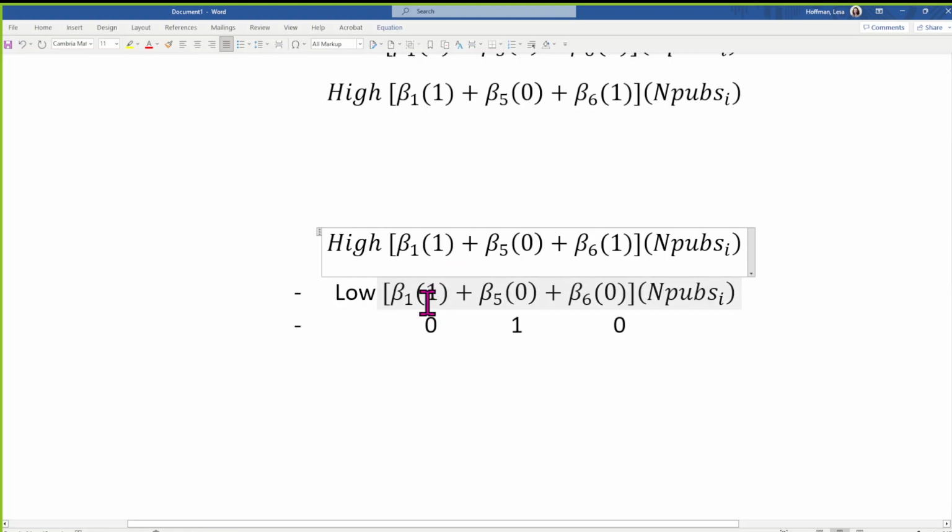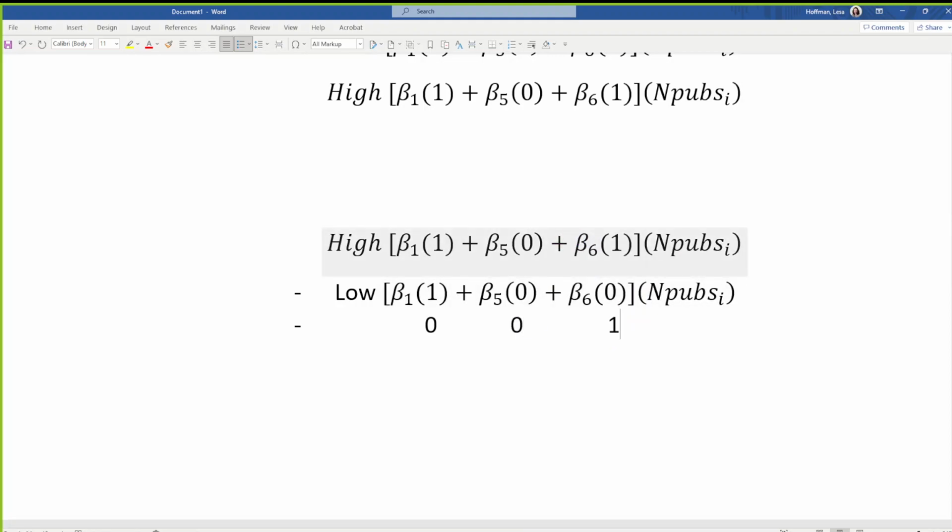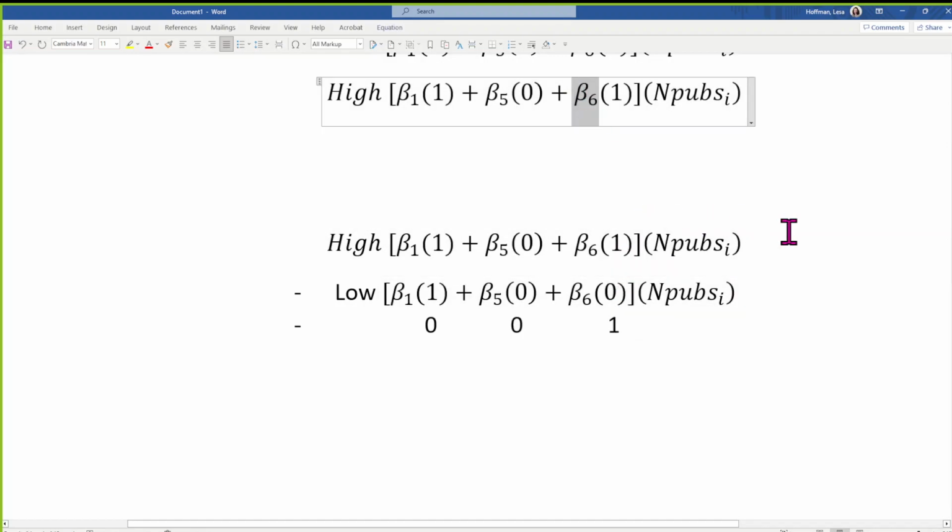1 minus 1, still 0. 0 minus 0, still 0, not 10. 1 minus 0. Okay, did I need to do this? No. This is what beta 6 means.